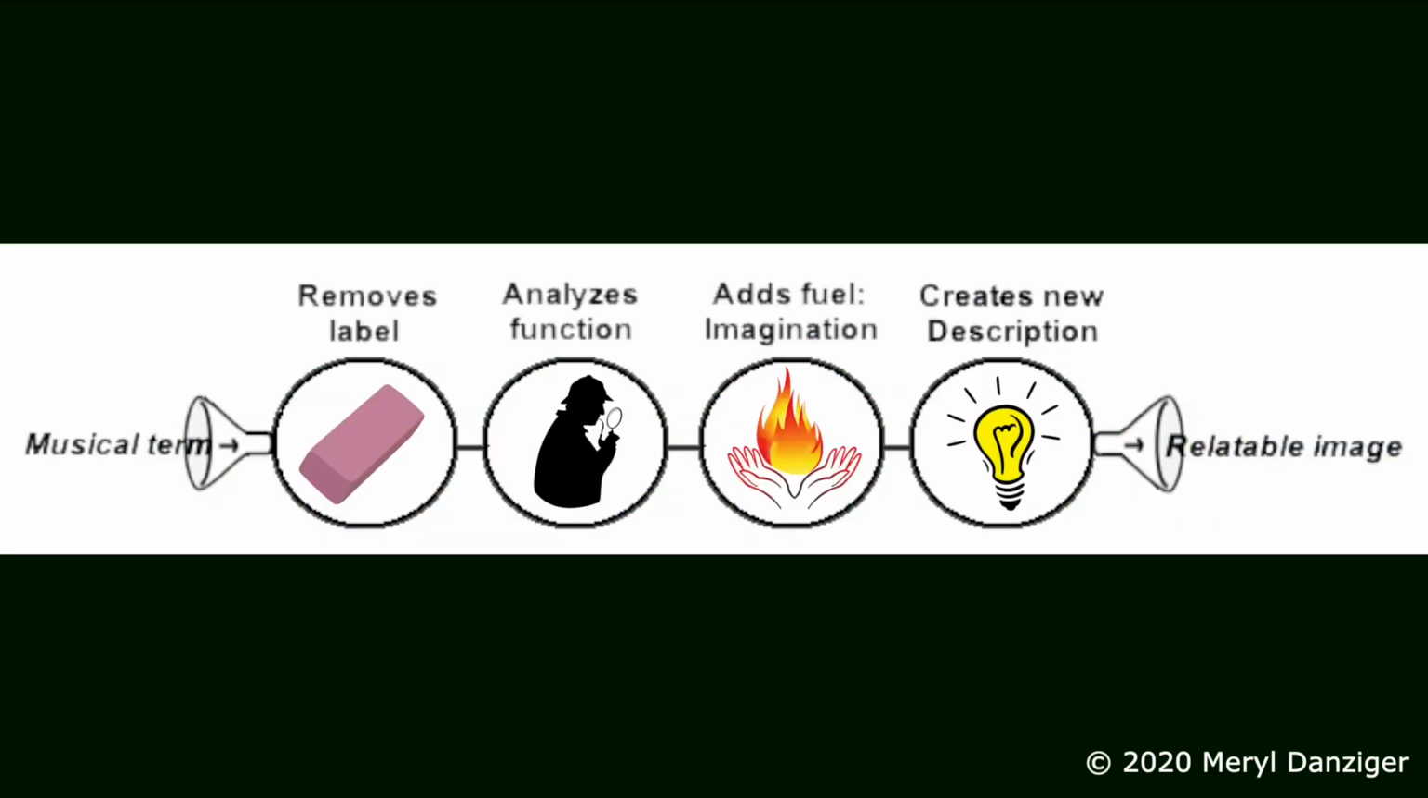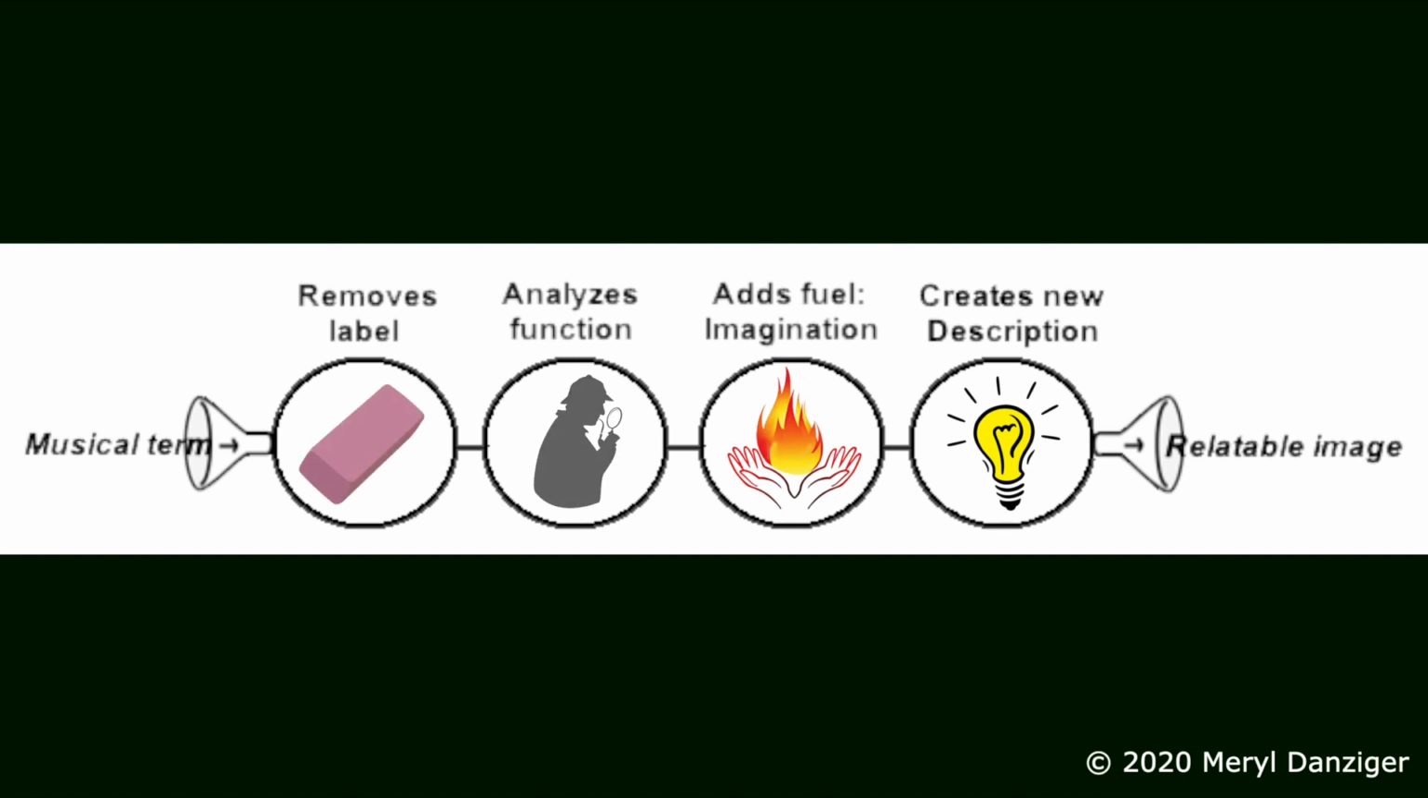Meet the musical imagery transformer. Take a musical term, feed it into the machine, and by the time you extract it on the other end, it will have morphed into something relatable. It works like this. In the first room, the old term, whatever it is, is erased.